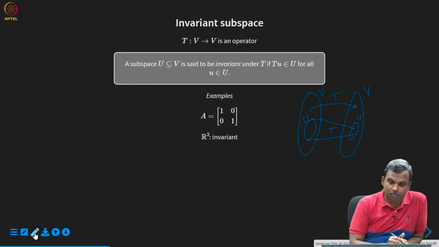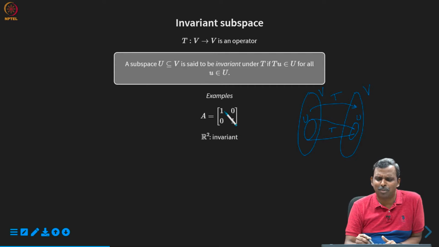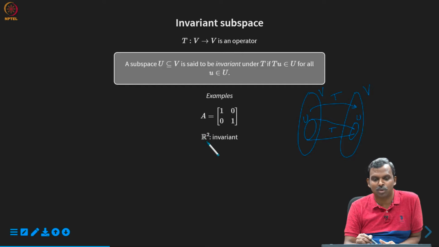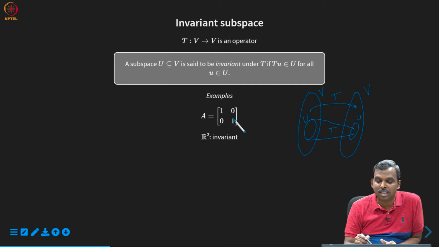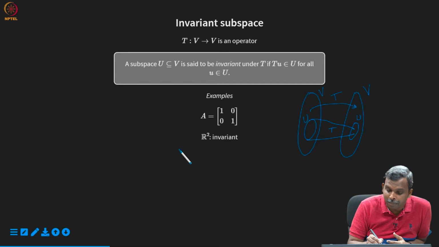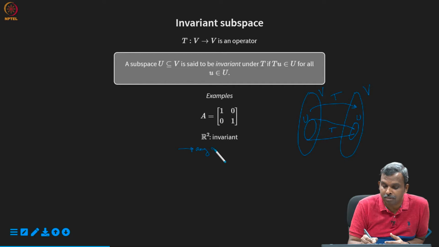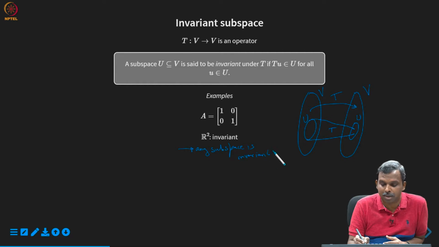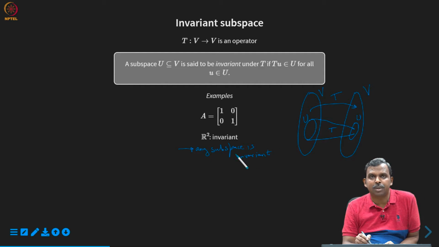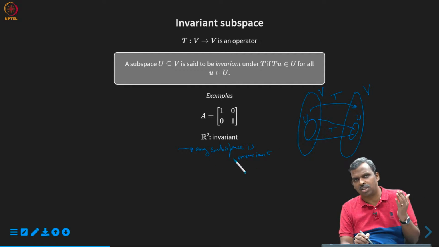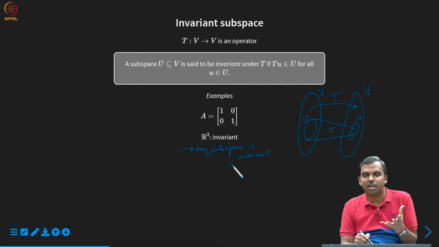Now, the first example I have put here is a very simple example. I am talking about the identity map, the matrix 1, 0, 0, 1. I have shown you that R2 is invariant, but that is a trivial example. For any operator, the entire V will be invariant. But what about this identity map? In fact, for the identity map, any subspace is invariant. What does the identity map do? It does not do anything, it maps everything to itself. So you take any subspace. What are subspaces in R2? Lines through the origin. Every line through the origin stays the same under the identity map.